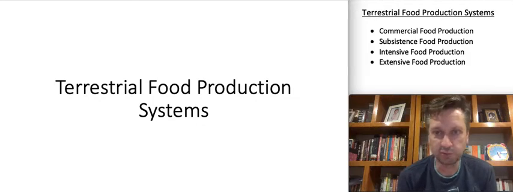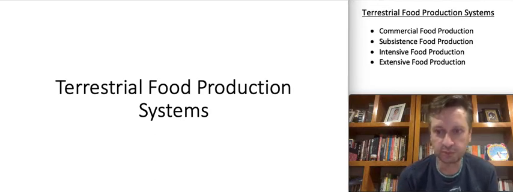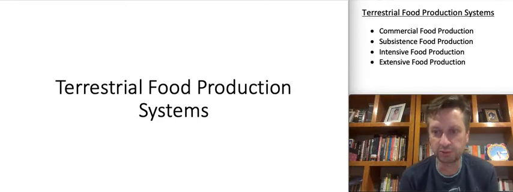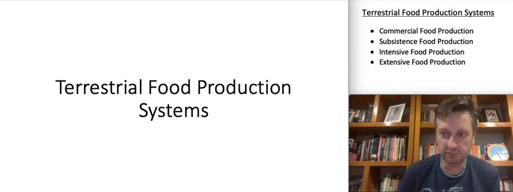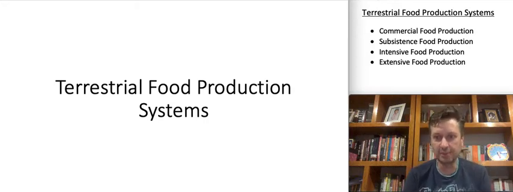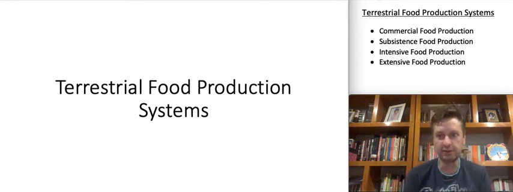You can see them above my head. First of all, commercial food production is food that's produced for profit or food that's produced directly for sale. Subsistence food production is the opposite. It's a food production system in which you produce food to feed yourself and your family. Obviously, commercial food production is more prevalent in MEDCs, whereas subsistence food production is more prevalent in LEDCs.